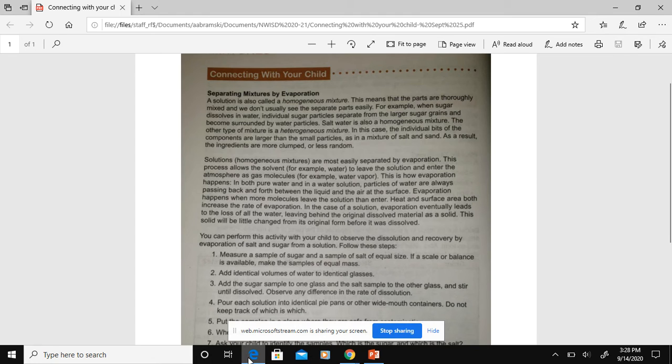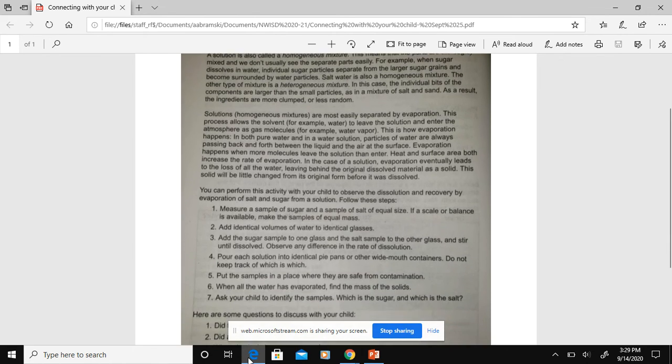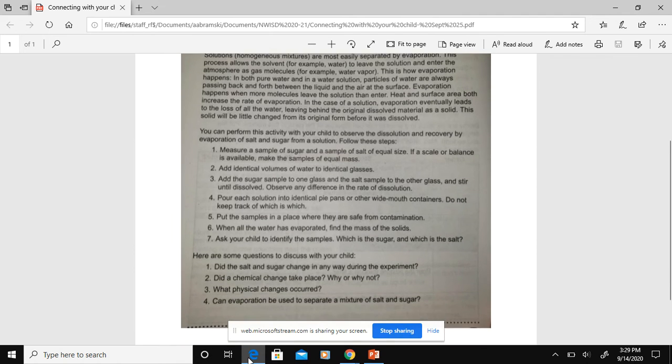This solid will be little changed from its original form before it is dissolved. So again, it will have little change from when it was beginning until what it ends. So yes, in between it does mix with the sugar and the salt. So you can see that. With that, we are going to see what the directions are, and then we're going to see the results.